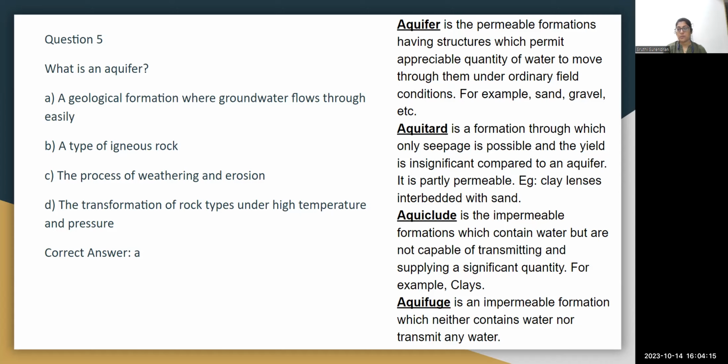An aquifuge is one formation which can neither store nor transmit water. So you have to be thorough about all these geological formations. Then questions like what is an aquifer can come, or questions saying what is the formation in which only seepage is possible and yield is insignificant. What is it called? Is it an aquifer, aquitard, aquifluid, or aquifuge? Since all of these terms are very similar, you have to be very careful and specific about what formation is what.